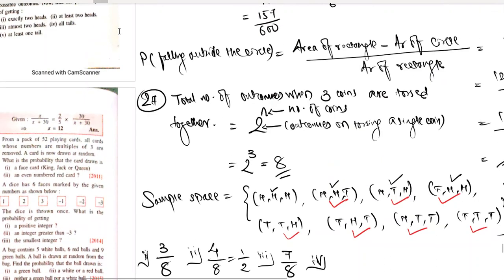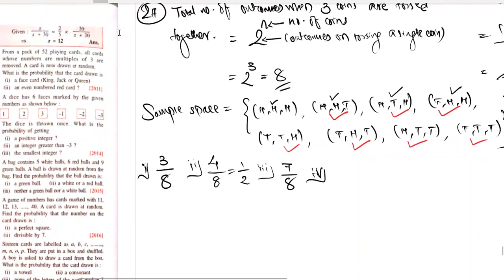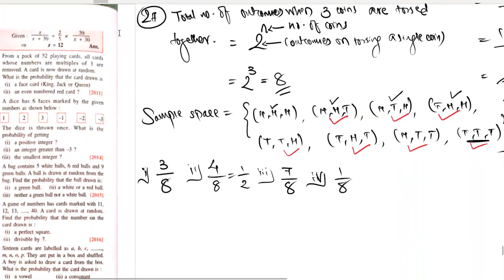Right? Next, all tails. Only one outcome has all tails. This one. 1 by 8. And at least one tail.